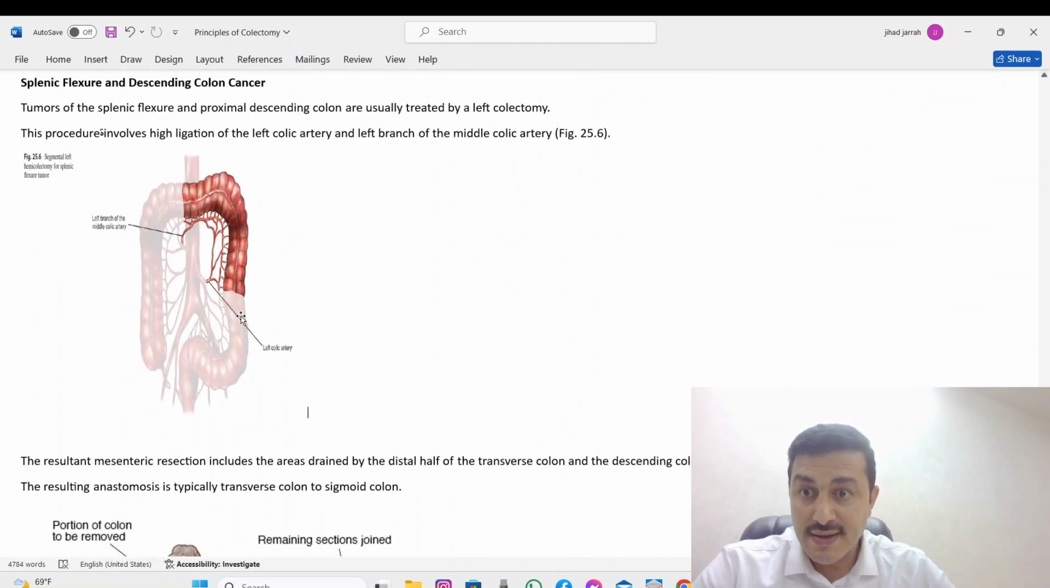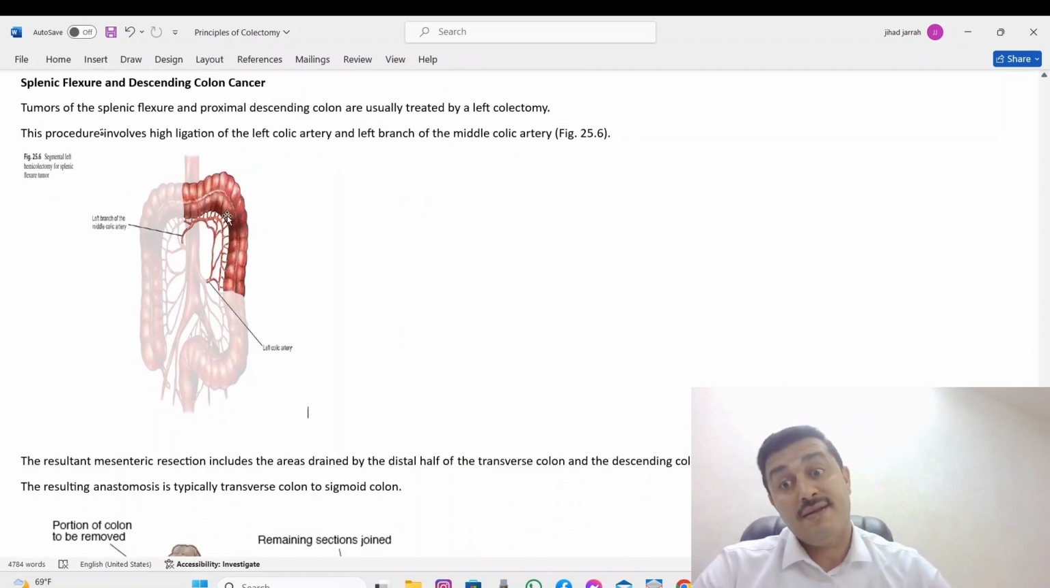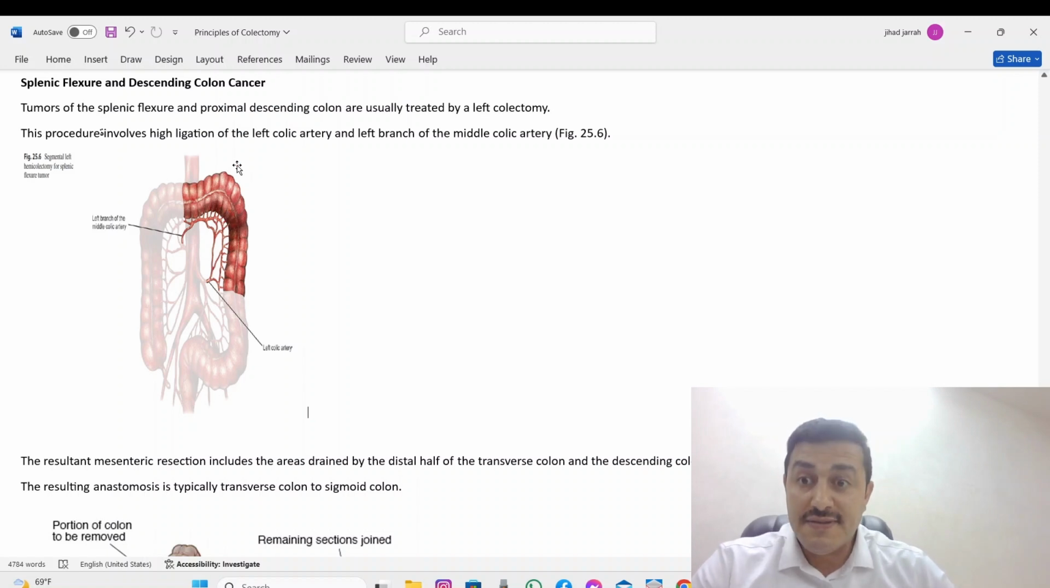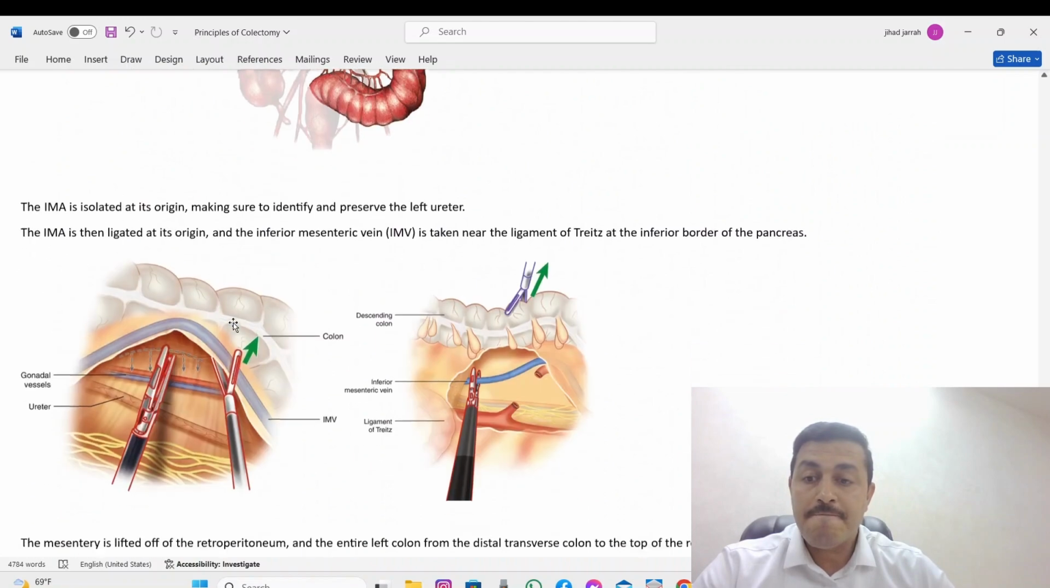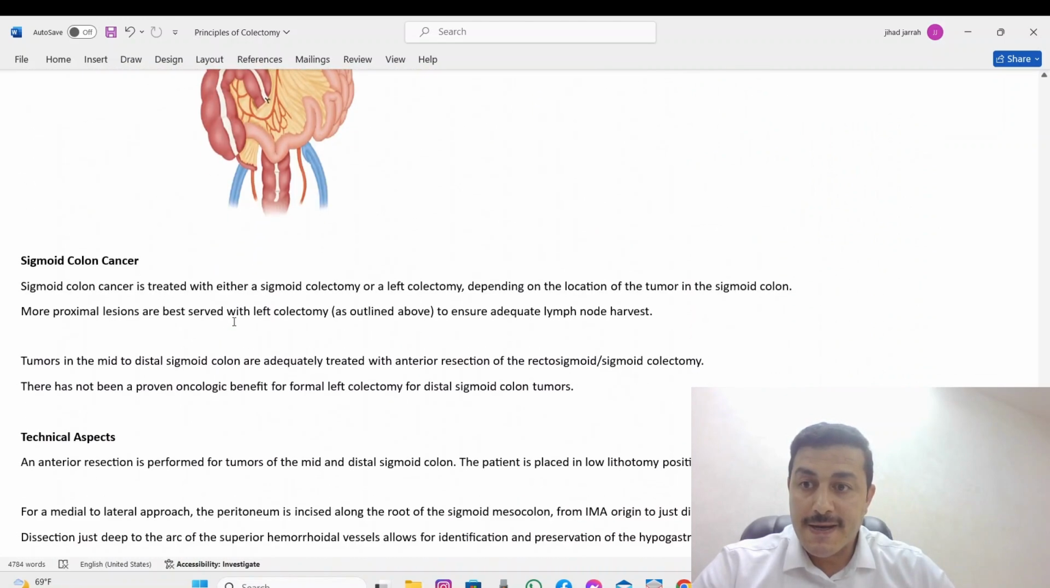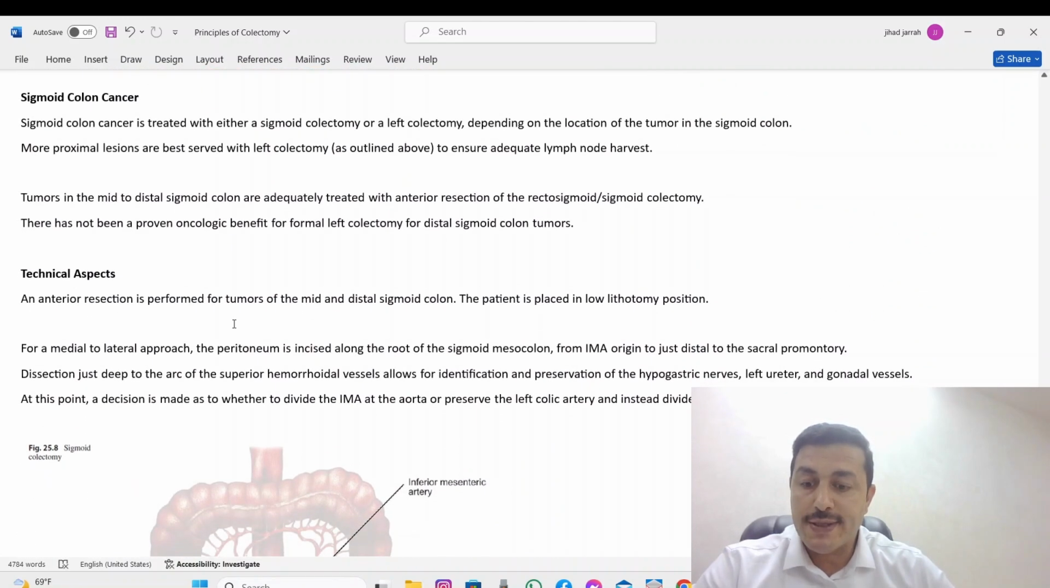So we said segmental left in splenic and proximal descending, and formal left in mid descending and distal descending. Okay, what else can I add? Okay, let's move to sigmoid cancer.